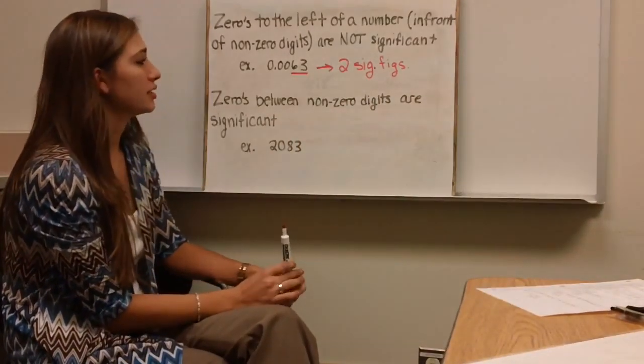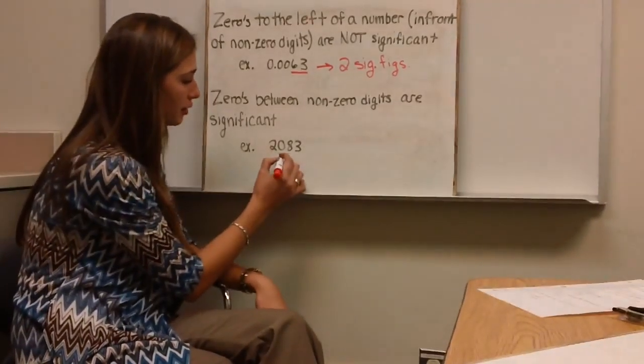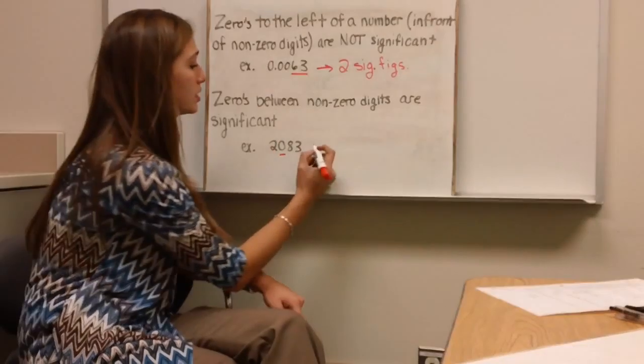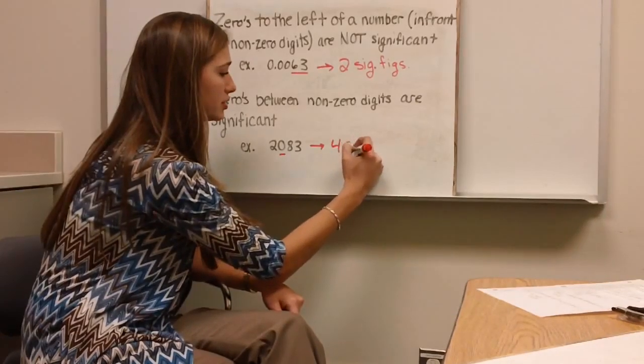Zeros between non-zero digits are significant. So in this case, we have a 0, but it's in between two non-zero digits. So in this case, we would have 4 significant figures.